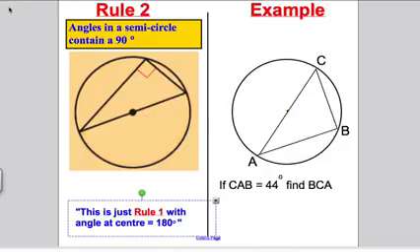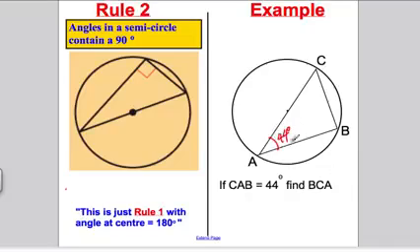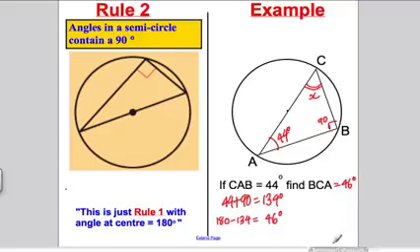Okay, let's take a look at one more example here. Again, here's the rule. Angles in a semicircle contain a 90. It says if CAB, C to A to B, is 44 degrees, find BCA, B to C to A, find this one. Well, if this is a diameter, this is a triangle in a semicircle, this angle here must be 90. So to get this one, you add 44, add 90, you get 134 degrees. And then you take that away from 180, so you do 180 subtract 134, and you get 46 degrees. So BCA is 46 degrees.